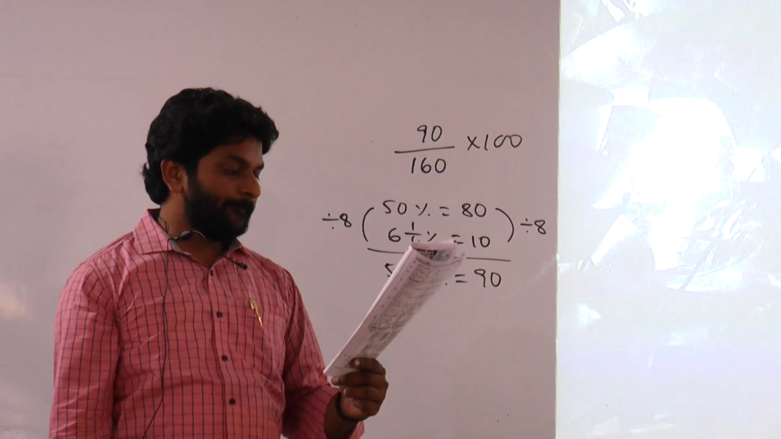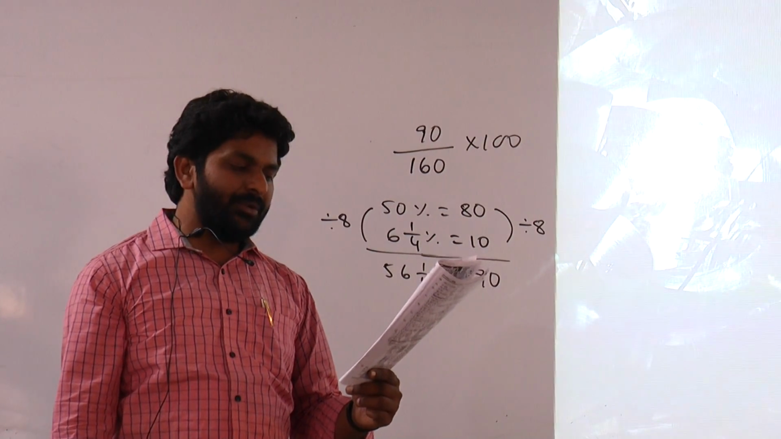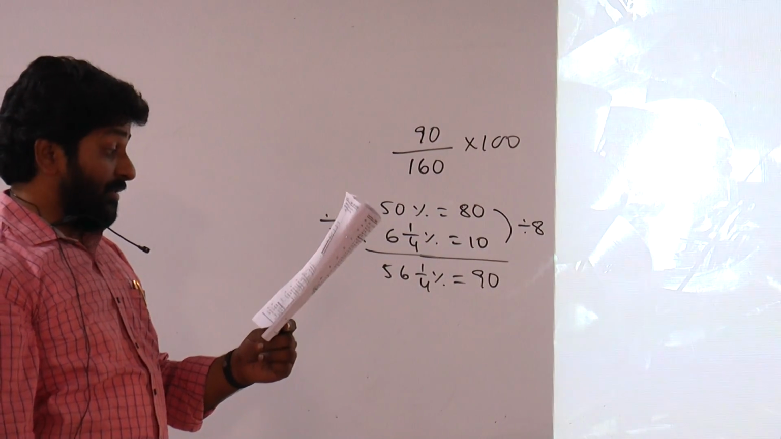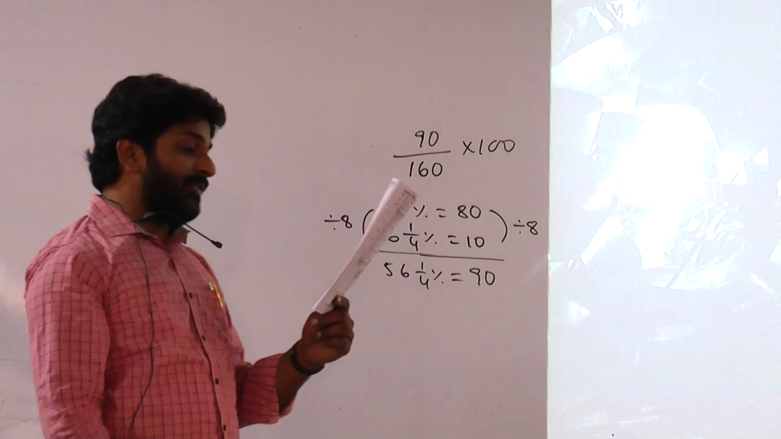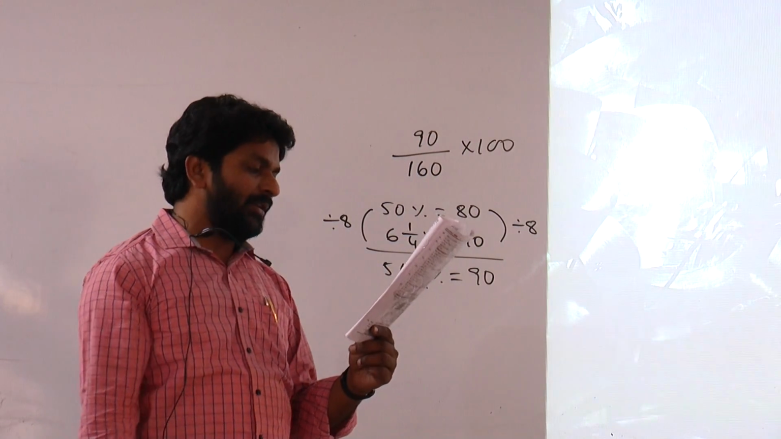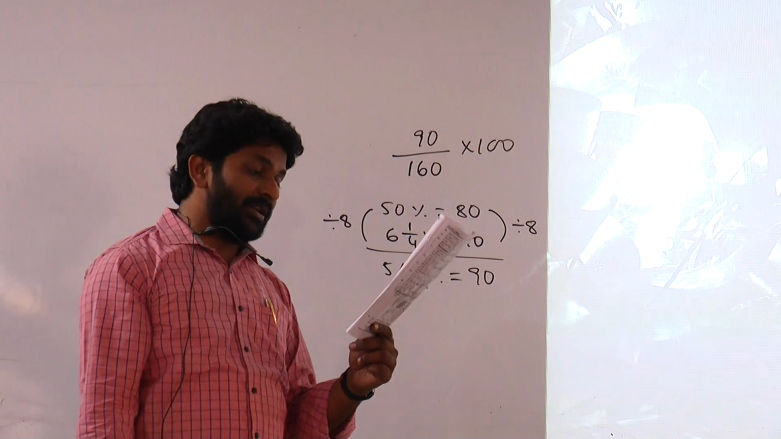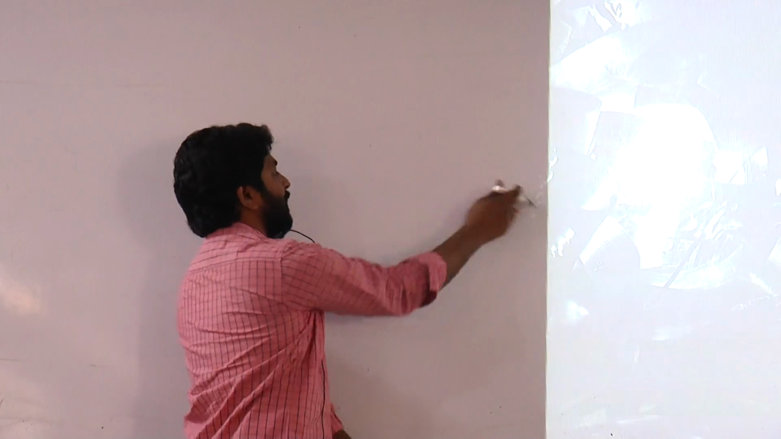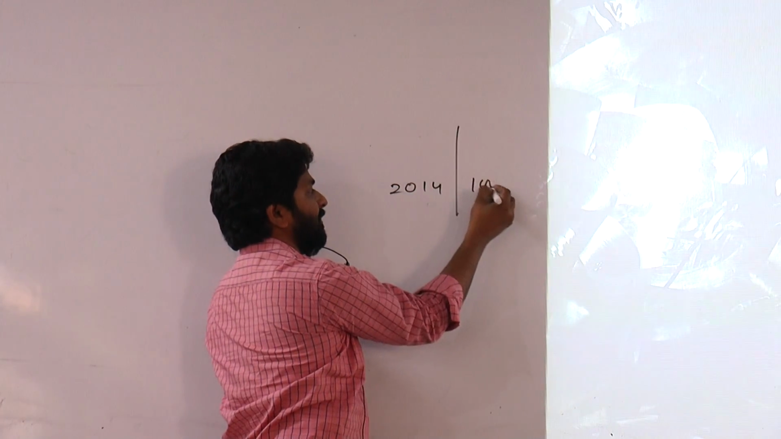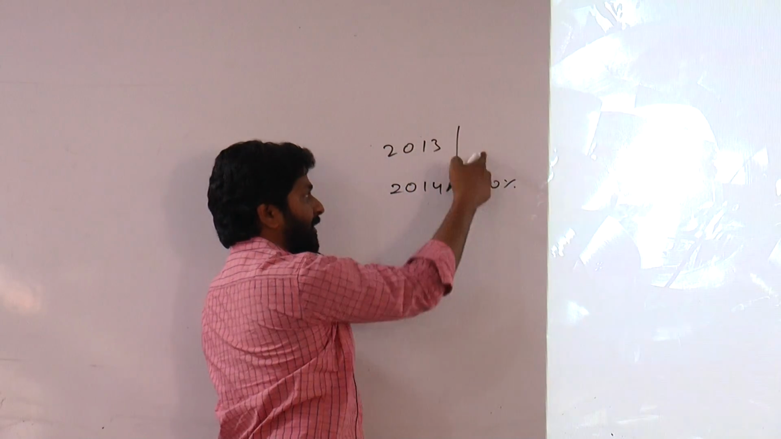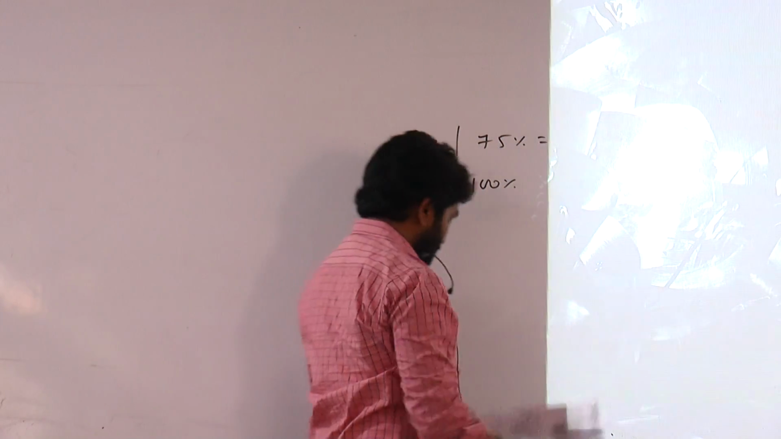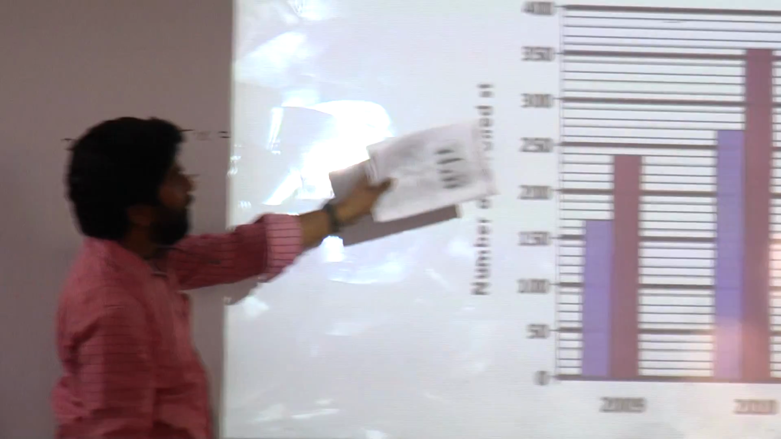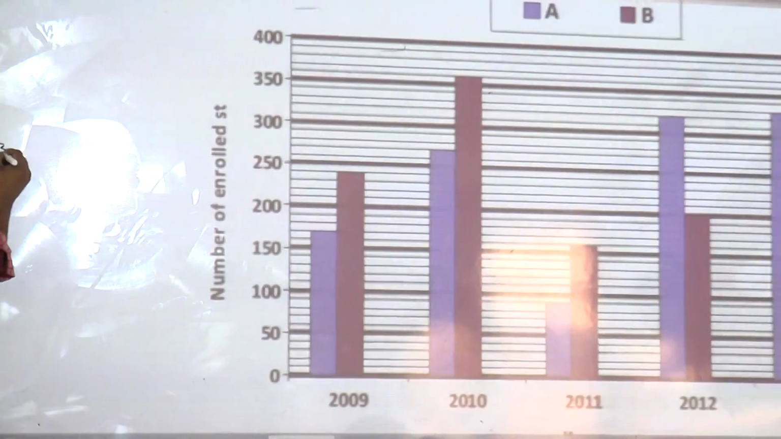Next, 44. The number of enrolled students in Institute A in 2013 is 25% less than in 2014. How many students were enrolled in Institute A in 2014? Let's say in 2014 we have 100%, and in 2013 they are 25% less, so it becomes 75%. This is with respect to school A. 2013 school A is 330. 75% is equal to 330.